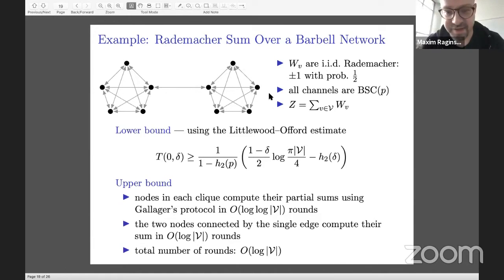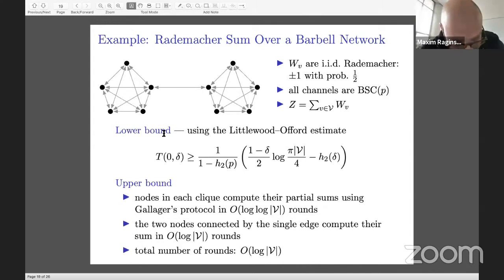Here the inputs to the nodes are IID Rademacher, equally probable plus or minus 1, independent. All the channels are binary symmetric channels with the same crossover probability, and you want to compute the sum of these plus or minus ones. The lower bound uses this Littlewood-Offord estimate, the small ball probability. Essentially it's big omega of log of the number of vertices.